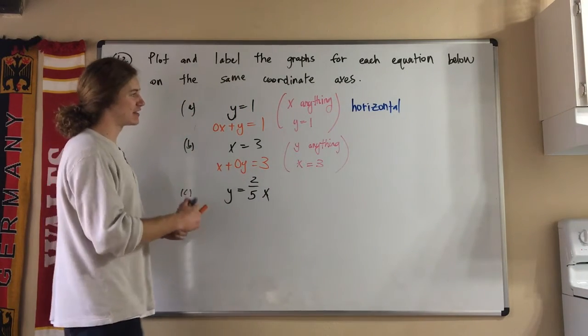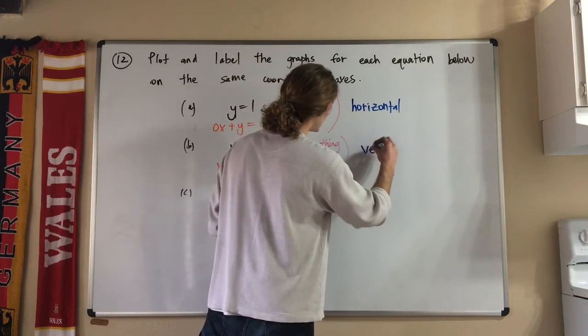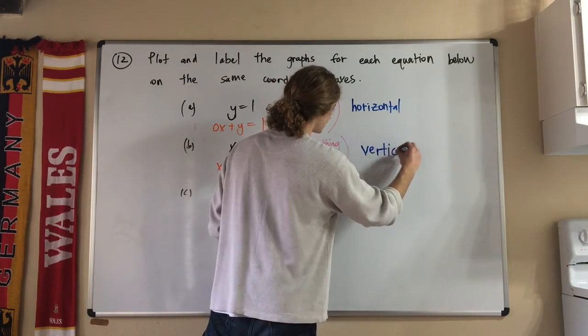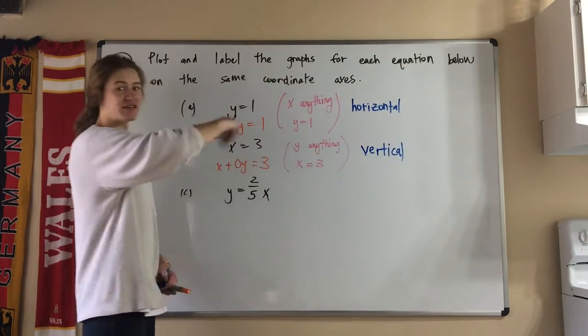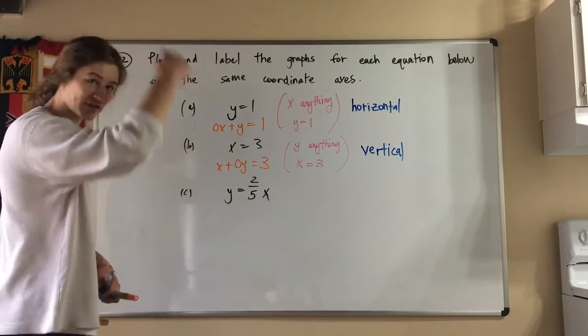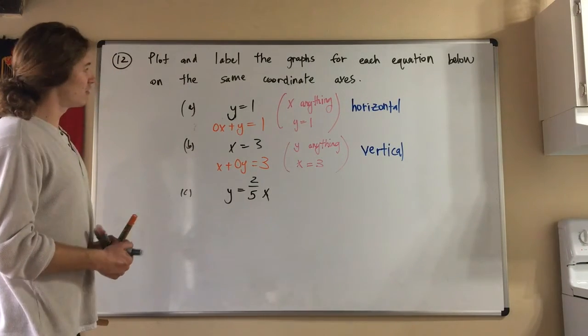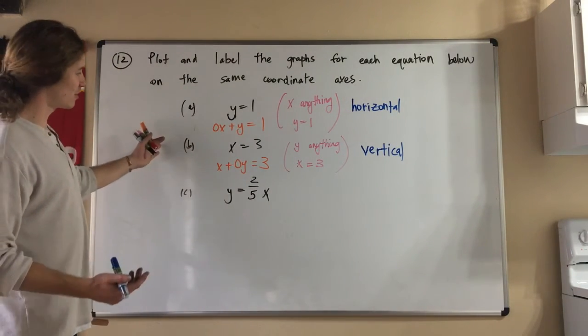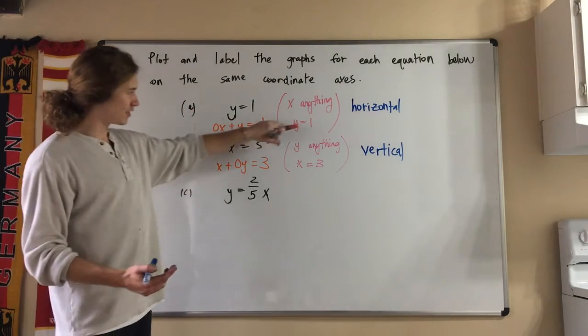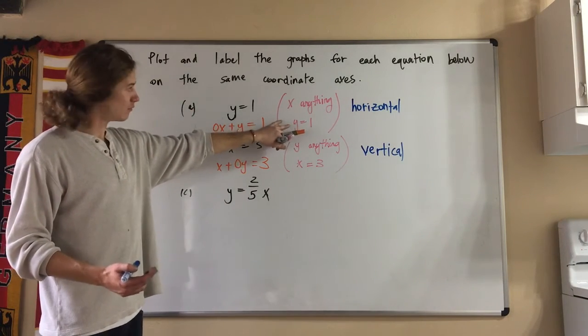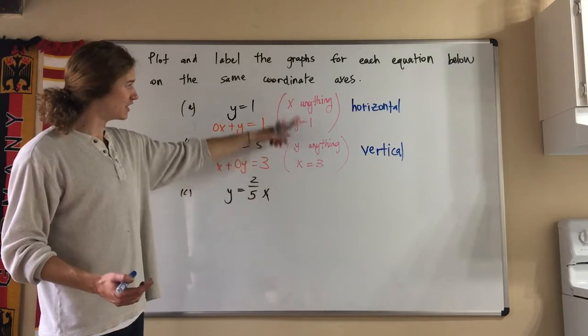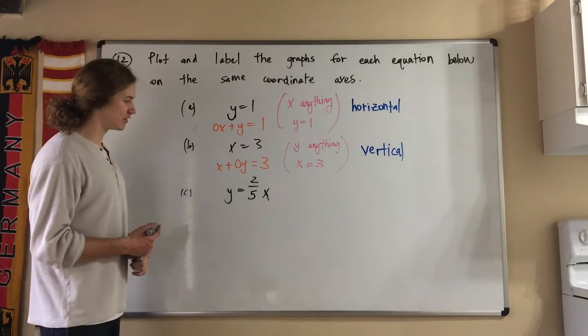In either case, there is a name for these types of lines, and these types of lines are vertical lines. Remember, horizontal runs like the horizon, left and right, and vertical is up and down. So we know these two special lines are a horizontal line and a vertical line, where the coordinate of y is 1 and the coordinate of x is 3 for each case respectively.